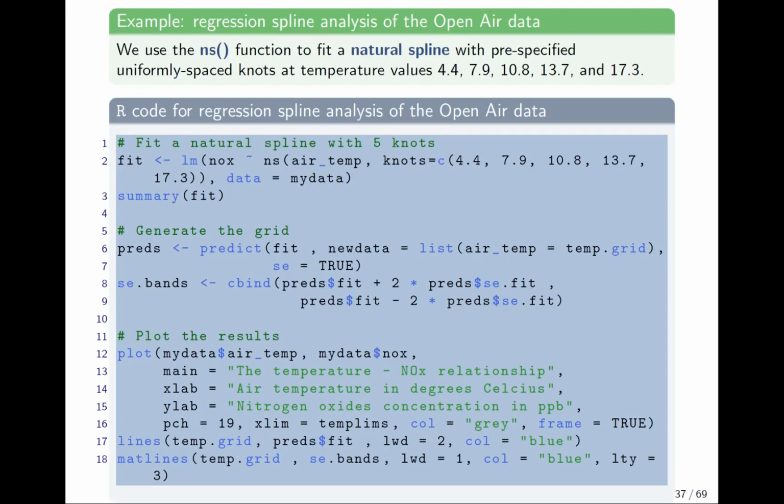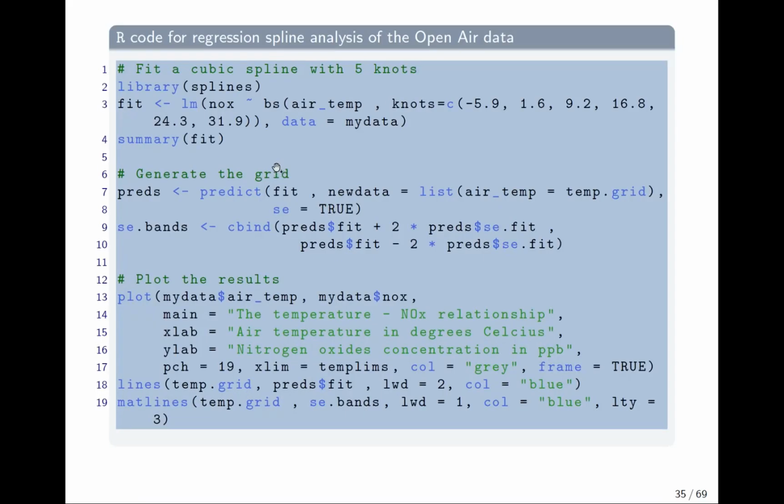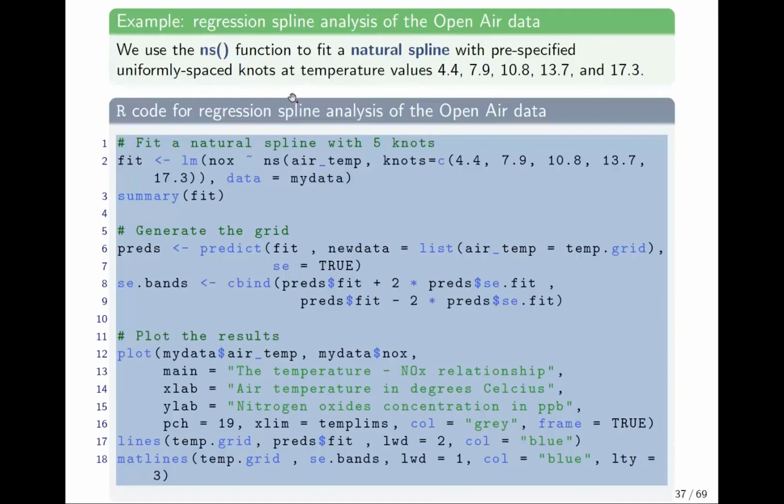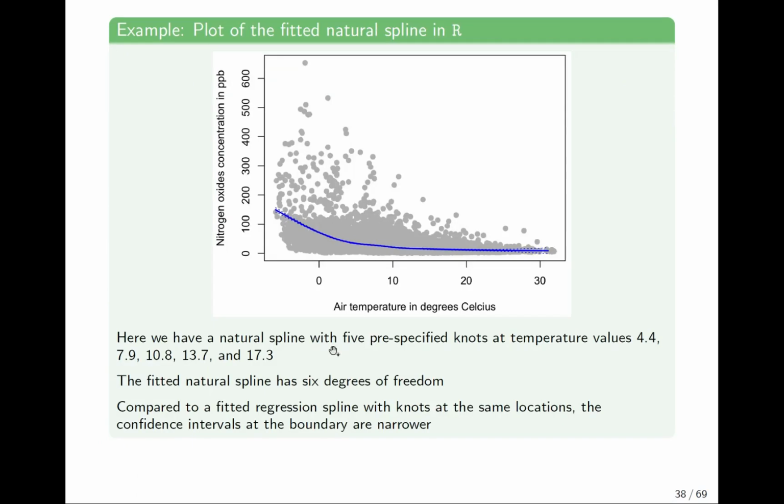Okay, we'll now look at using a natural spline. So we're going to use the ns function in R. This function here, rather than the one we had previously, bs for the regression spline. We're now going to use ns for a natural spline. So what the natural spline is going to do, of course, is it's going to be linear in the boundary regions, as we said previously. We use pre-specified uniformly spaced knots, as we did before. Exactly the same process. We generate the grid, we calculate the confidence interval, and we plot the results. And the results are shown here.